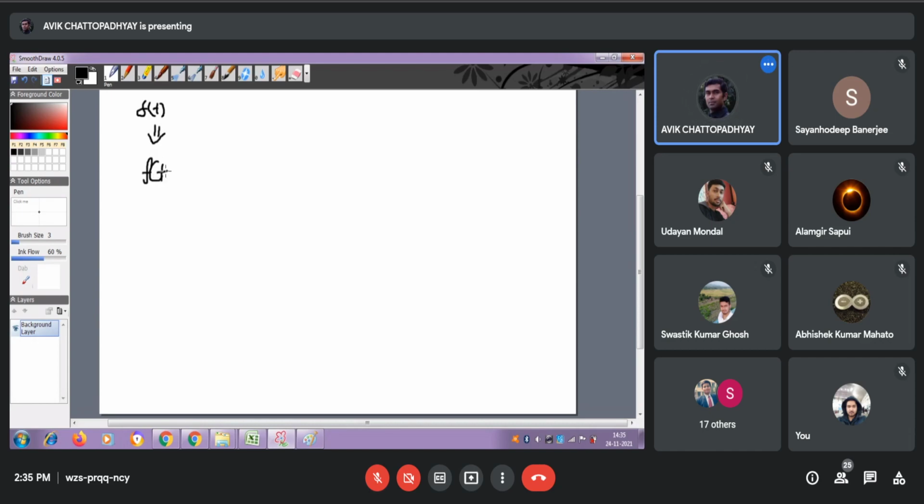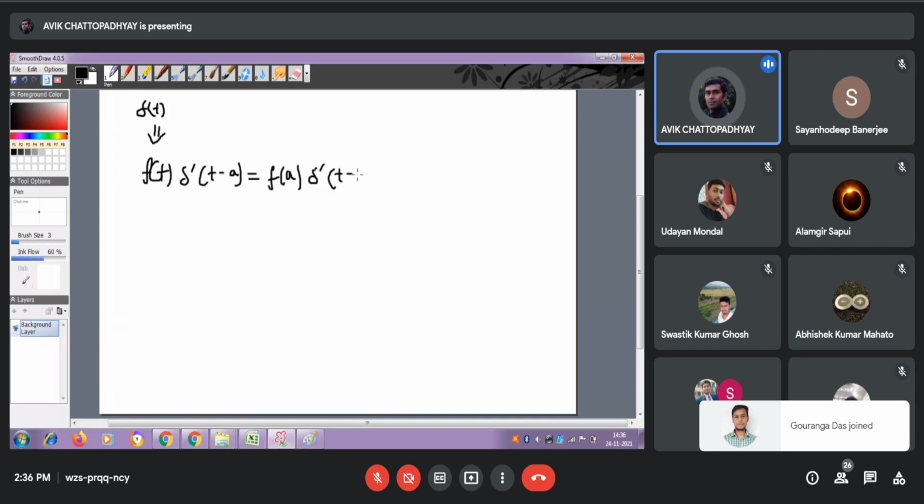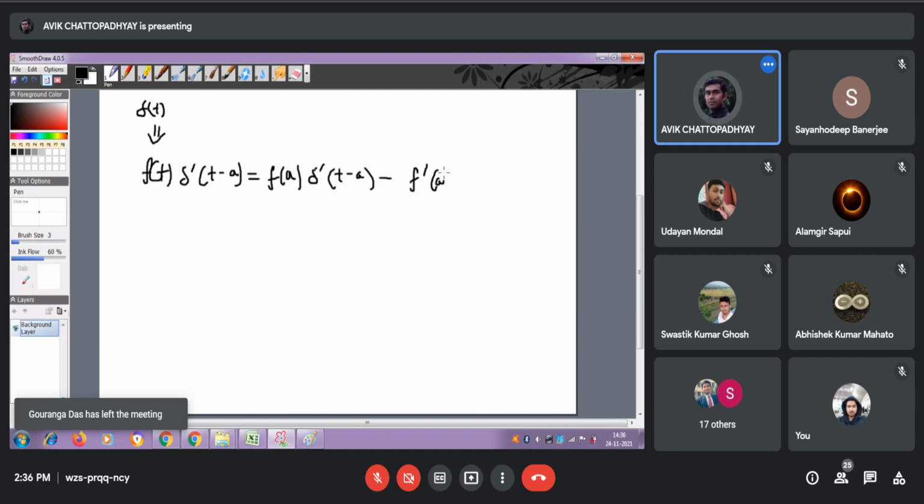If f(t) is multiplied with delta prime (t minus a), as you can understand, delta prime is a doublet, the first order derivative of the delta function, then it equals f(a) delta prime (t minus a) minus f prime (a) delta (t minus a). This can also be proved, but I am not assigning it to you, because you don't need it at all. It is just a bit of mathematics and nothing else. So this is just a formula.